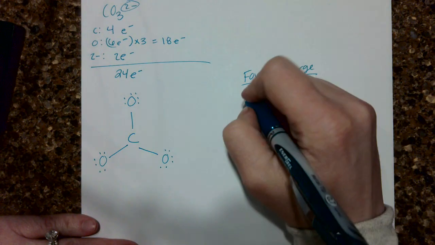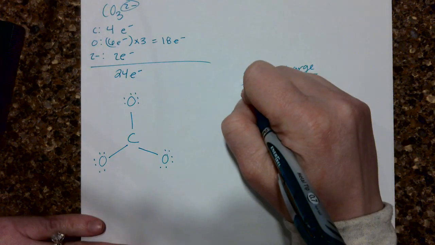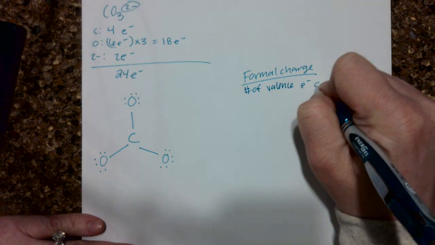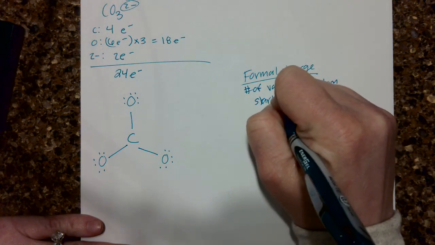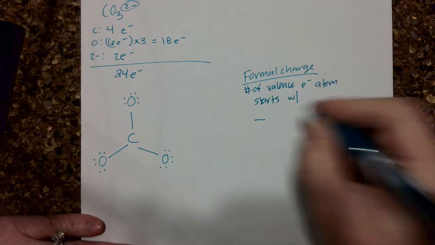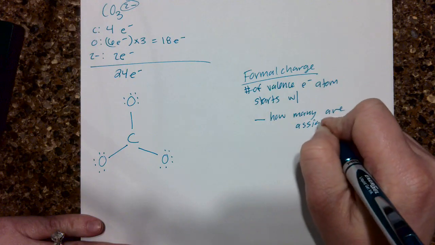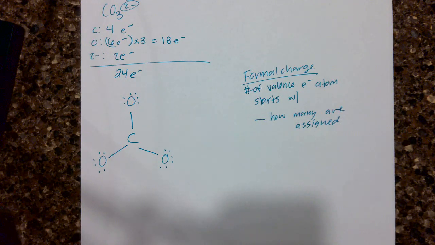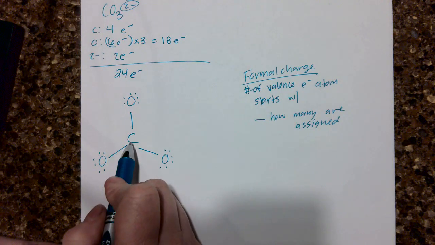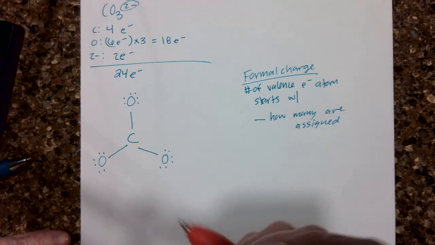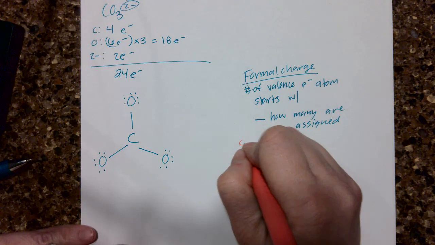We calculate formal charge, and this is how I taught it to you guys, by taking the number of valence electrons that the atom starts with, like how many it brings to the table, minus how many are assigned to it in the dot structure. How many are assigned is based on the way you're drawing it: how many valence electrons are you claiming it had? So for example, looking at carbon here in the middle, I'll do the formal charges over here.